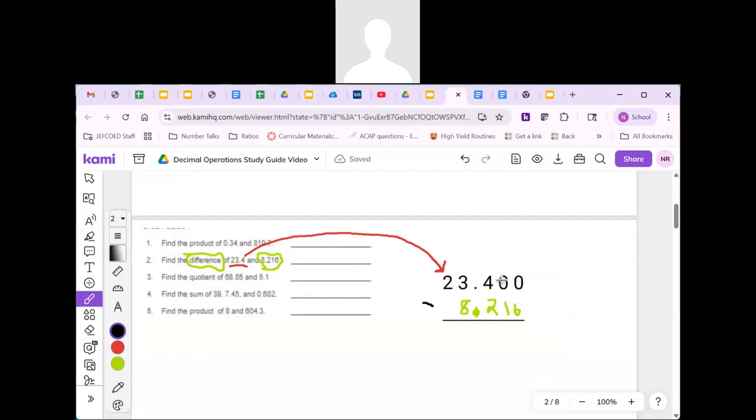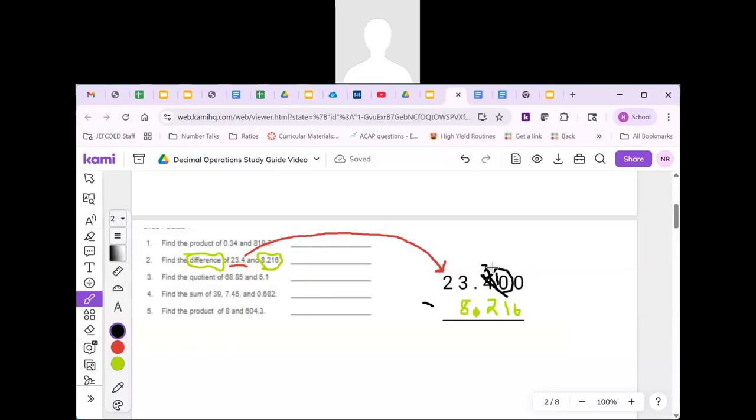Uh-oh, my neighbor has 0 Oreos. And they're wanting 1 anyway, so they don't even have it. So they go to their neighbor. This is where our regrouping begins. So we take 1 from the 4. 1 always becomes 10 of the place right behind it. So now there are 10 here. But I still can't have any Oreos over here.